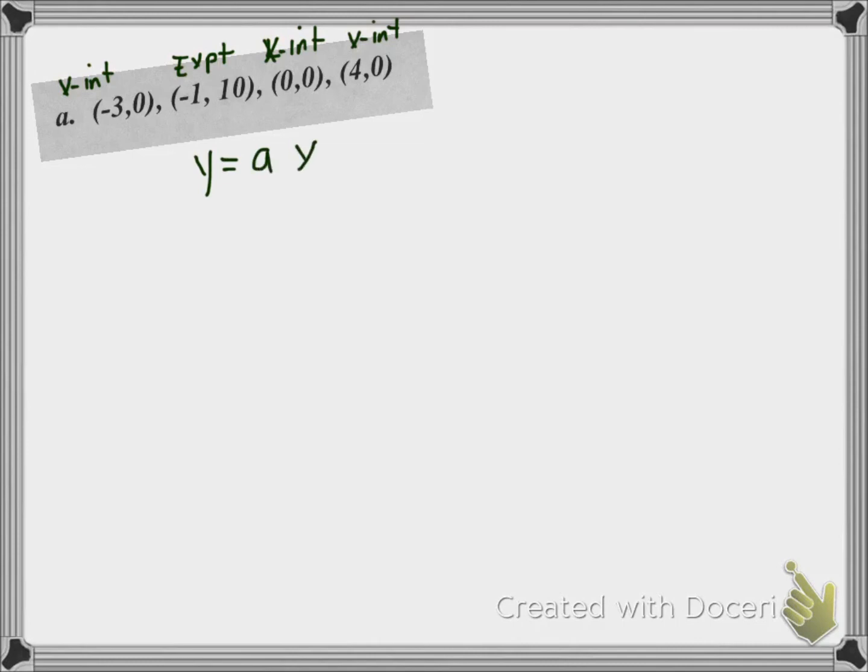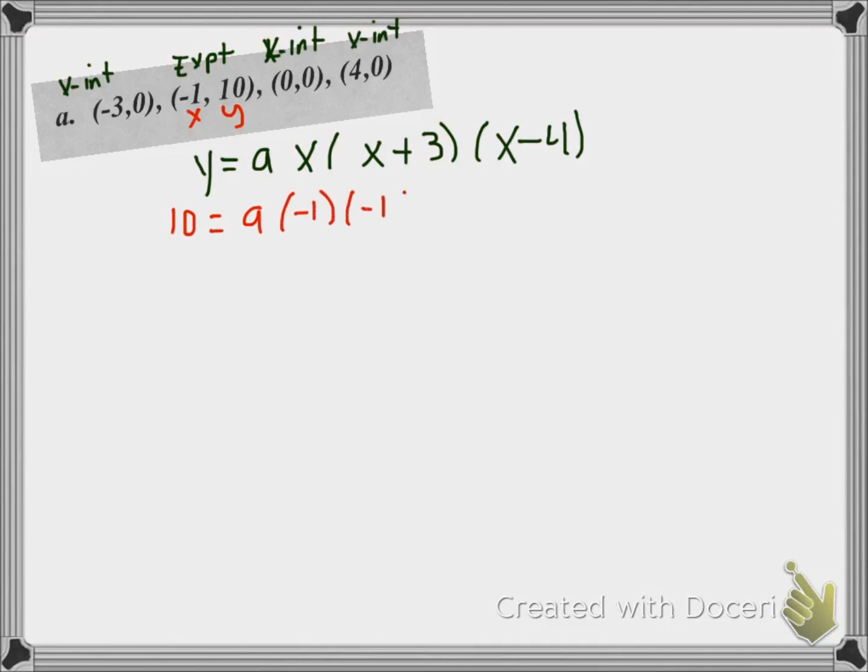y equals a, x. Now remember, that x comes from the 0, 0. Then that -3 becomes a +3. That +4 becomes a -4. Same thing, you have the extra point, -1 and 10. Every y becomes a 10. Now every x becomes a -1.